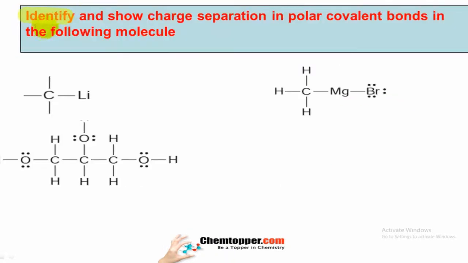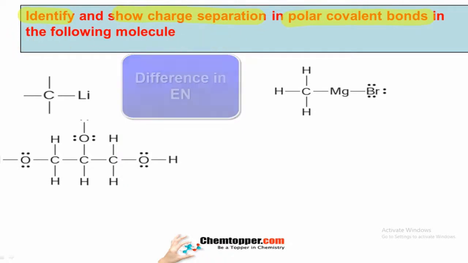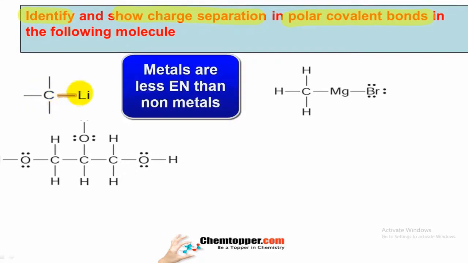In this question, we will identify the polar covalent bond based on the difference in electronegativity, and then we are going to show charge separation as negative and positive, again based on difference in electronegativity. In carbon-lithium bond, lithium is metal and carbon is non-metal. You already know that metals are less electronegative than non-metals. So here there is a charge separation.